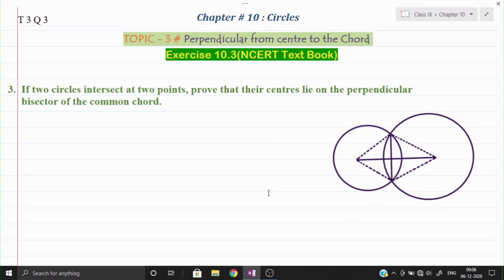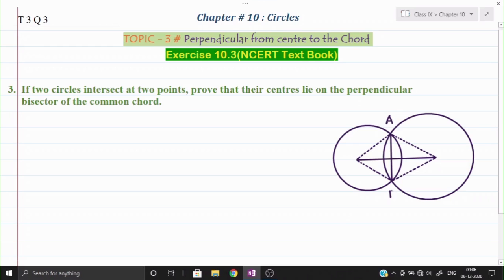Now the statement is a little confusing. First of all we shall identify which is the common chord, meaning it is lying in both the circles, and which will be the line joining the centers. So first of all I am supposing this point as A and this point as B. Now you can see clearly the two circles are intersecting at 2 points A and B, right?